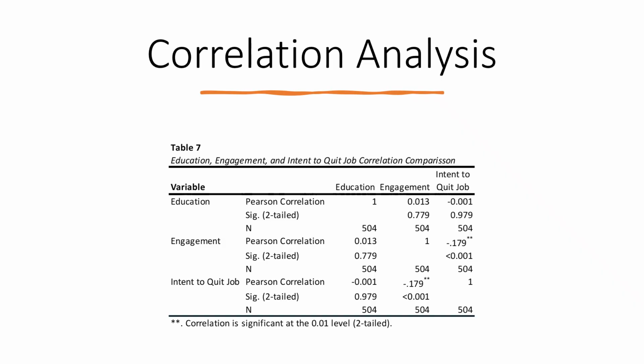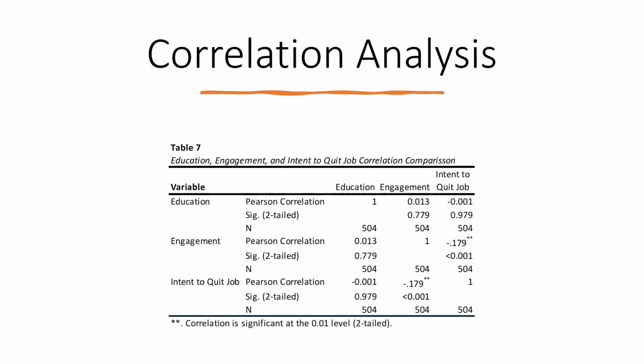Table 7 illuminates our correlation analysis involving the most probable relationship between three variables: education, engagement, and intent to quit job. The first null hypothesis is that education is statistically significantly correlated with engagement, and the alternative hypothesis is that education is not significantly correlated with engagement.